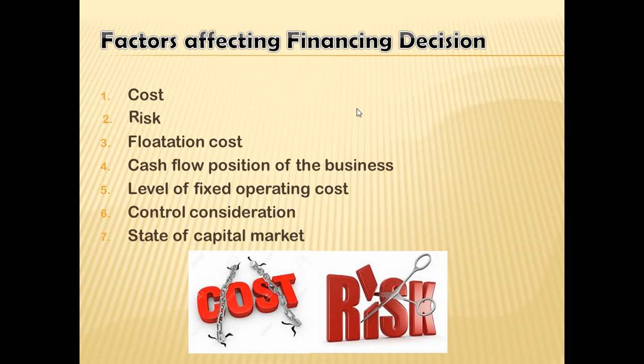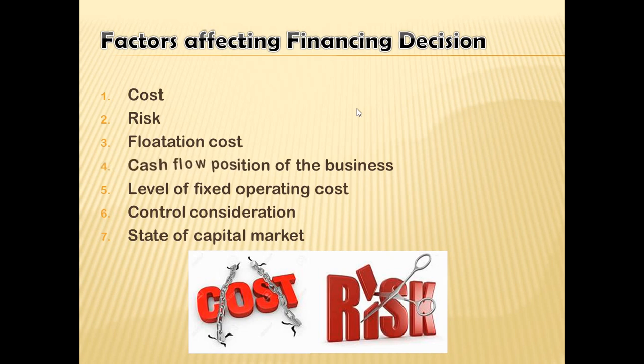Now the next one, that is risk. Debt capital is most risky, and from the point of view of risk it should not be used. The next one, that is flotation cost. From the point of view of flotation costs, retained profit is the most appropriate source. Therefore, its use must be made.